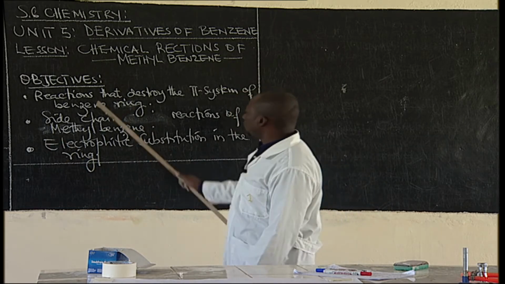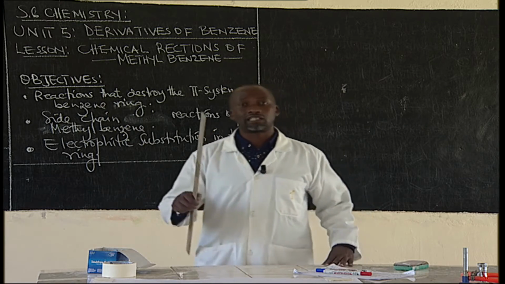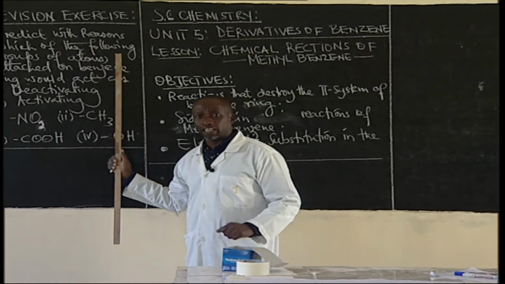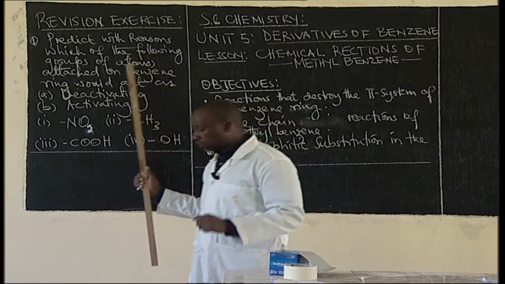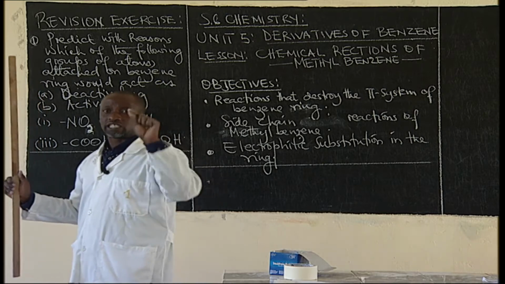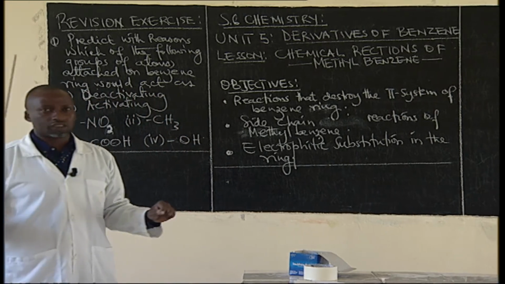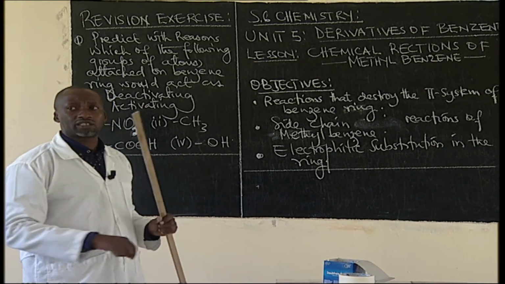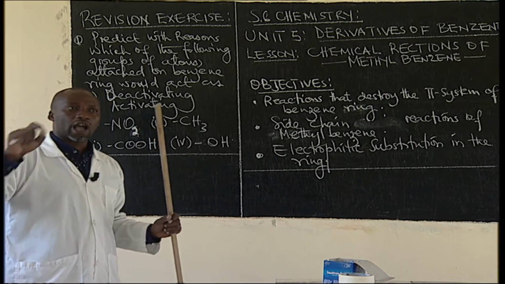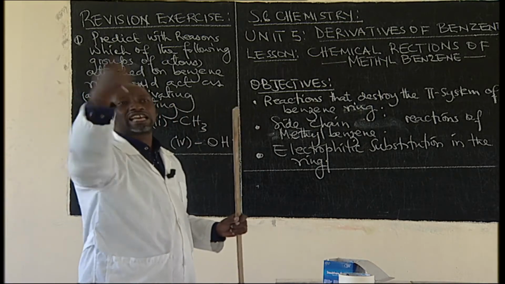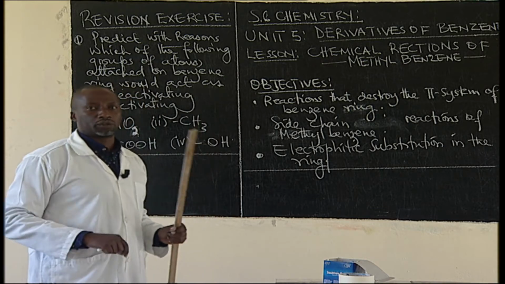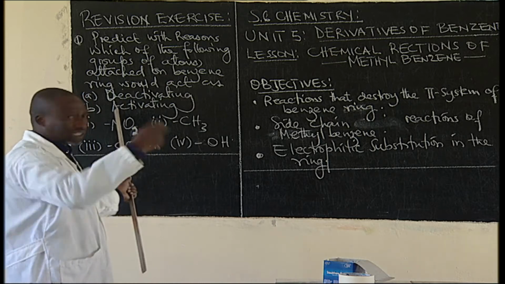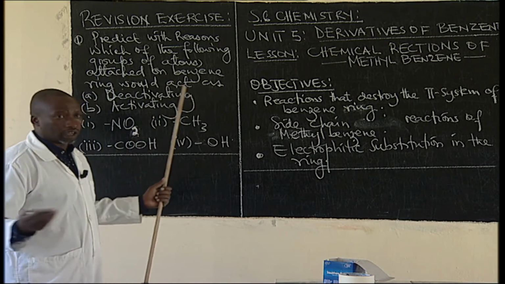Before we look at the reactions that destroy the pi system of the benzene ring, let's first go through together. In the previous lesson, we looked at the effects of the substituents on the benzene ring. What happens if a benzene ring contains another substituent or group of atoms? This is what we are just going to revise together.